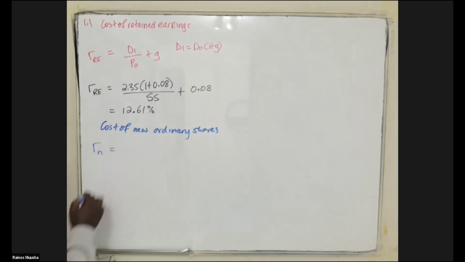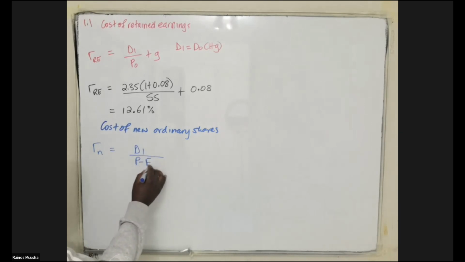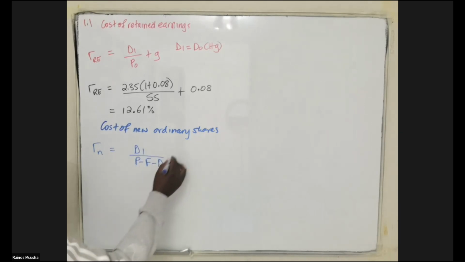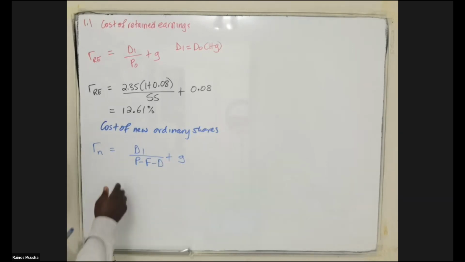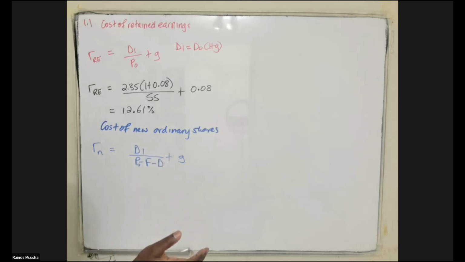So the cost of new shares is given as D1 over the price minus flotation cost minus any discount, plus the growth rate. From the price that is given, we subtract any flotation costs and any discounts if they are given as well. In this question, they sum the flotation costs and the discount together, and say the underpricing and the flotation costs amount to 12 Rand.